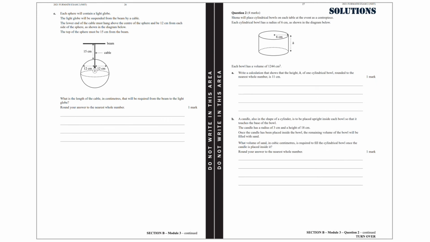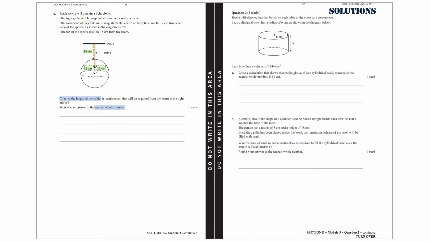Part E. Each sphere will contain a light globe. The light globe will be suspended from the beam by a cable. The lower end of the cable must hang above the center of the sphere and be 12 centimeters from each side of the sphere, as shown in the diagram below. The top of the sphere must be 15 centimeters from the beam. What is the length of the cable in centimeters that will be required from the beam to the light globe? Round your answer to the nearest whole number.